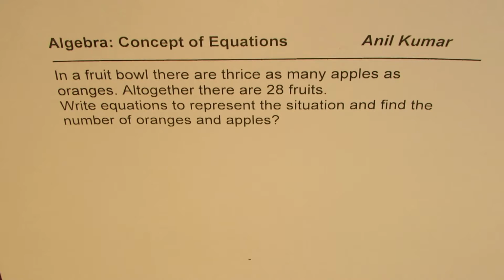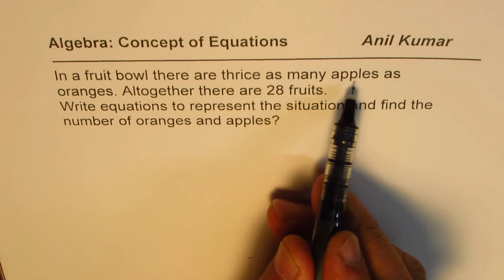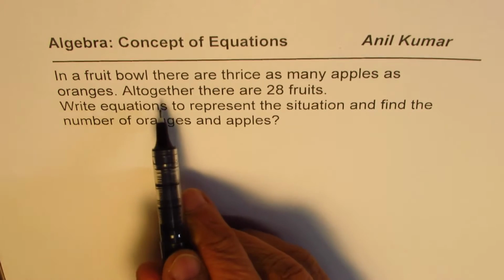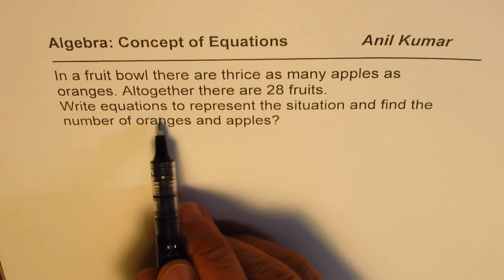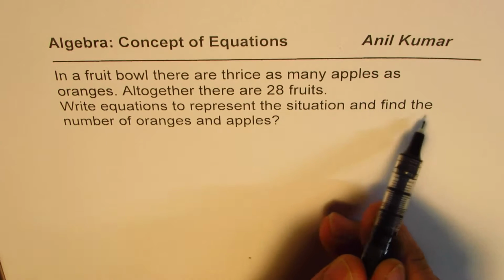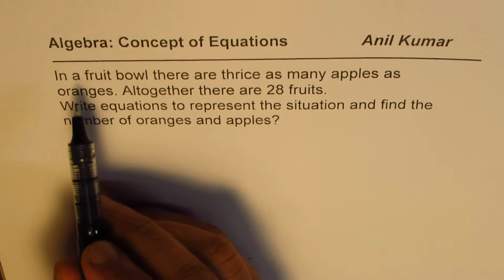In grade 6, they introduce you to the concepts of equations and it has been taken from there. The question here is, in a fruit bowl, there are thrice as many apples as oranges. Altogether, there are 28 fruits. Write equations to represent the situation and find the number of oranges and apples. So let us see how to represent the information given in the word problem, form equations and solve to find what is required, right? So let's begin.